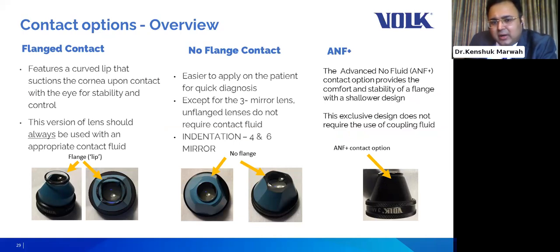With the no-flange contact, you don't require any fluid, and these are faster and less cumbersome to do, and they also help us in the indentation. So the 4 mirror and the 6 mirror are useful for indentation. Most of the residents ask me which lens we should actually go for. I would suggest the 4 mirror, as it helps us with indentation and makes our work faster. And then there are the ANF lenses, which also don't require any fluid, but they cannot be used for indentation.